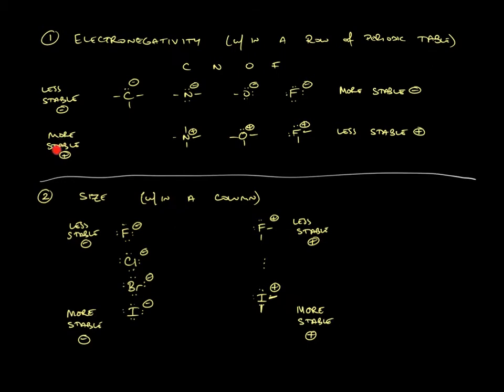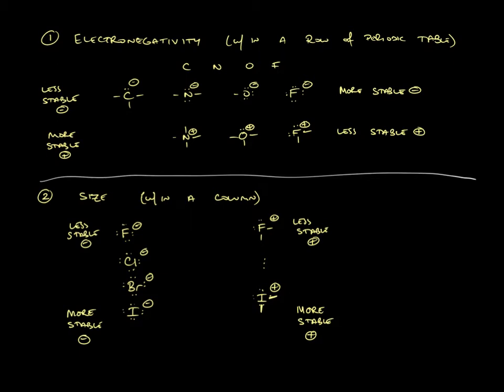We have more stable plus charges on the left side of the periodic table, more stable minus charges on the right side of the periodic table. But within a column, it just always gets to be a more stable ion when you go down, because bigger is better for plus, bigger is better for minus. All right, so those are the two first trends that we're looking at.